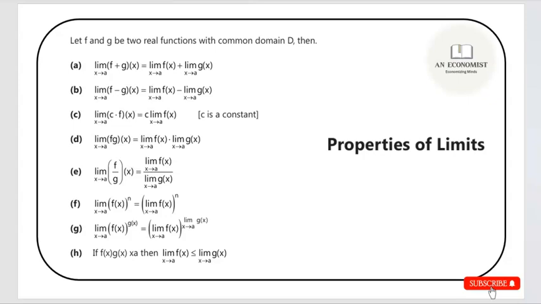I'll answer that. And next we have some properties of limits. These are some algebraic properties which will be very handy.